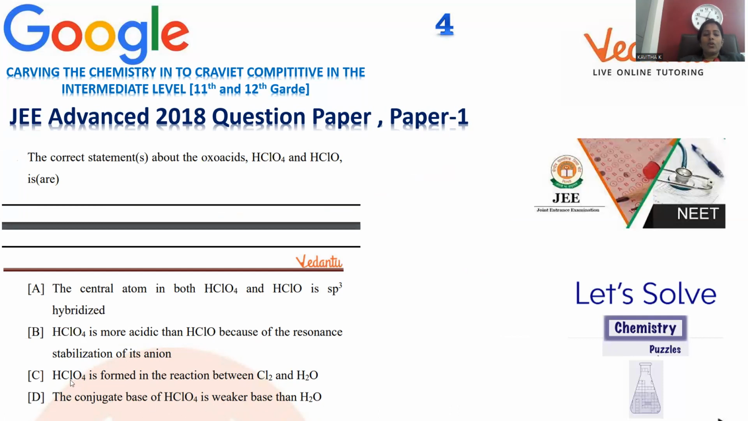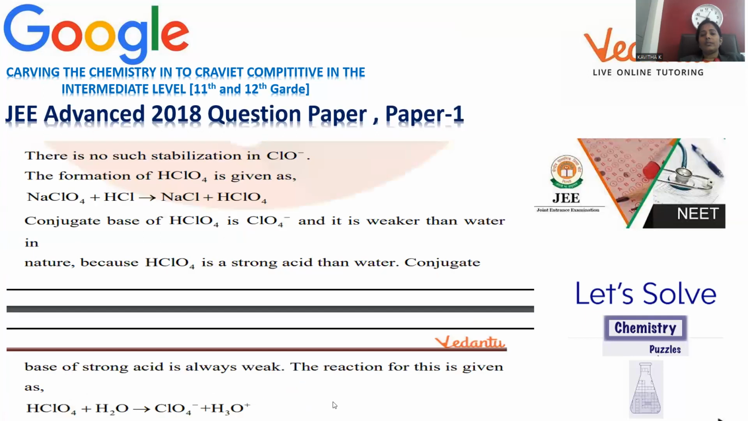This is correct. Only option C is wrong; except for that, A, B, and D are all correct regarding oxoacids of chlorine. For question number 4, A, B, and D are the correct answers. Move on to question number 5.